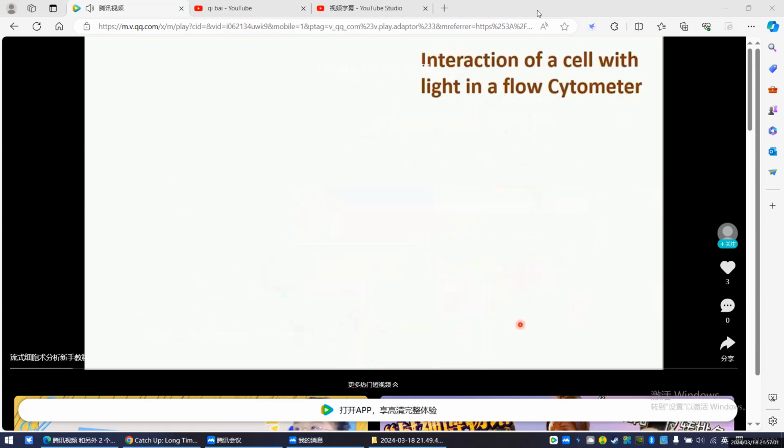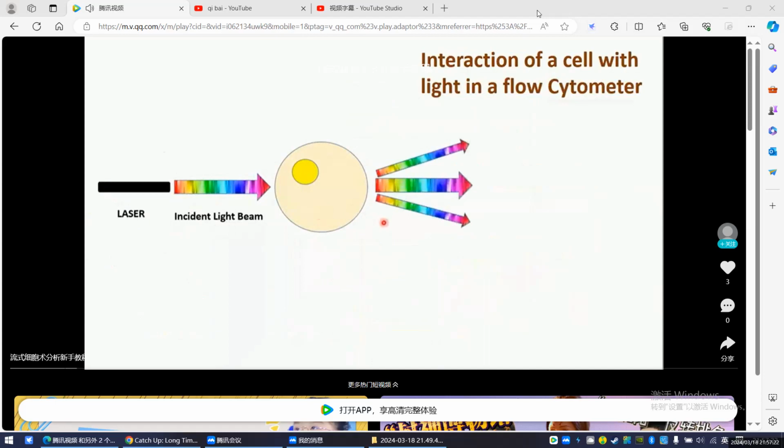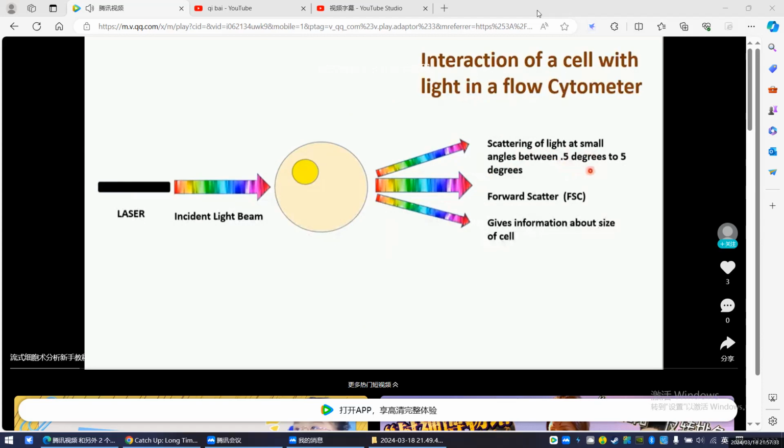Now we see what happens with the cell when it is interacting with the light. So here is our cell and here is our laser. The laser is putting an incident light beam on the cell, and the cell is doing different kinds of interaction with this light. The first kind of interaction is the scattering of light at small angles. This scattering of light at small angles is between 0.5 degrees to 5 degrees, and this scattering of light is called forward scatter.